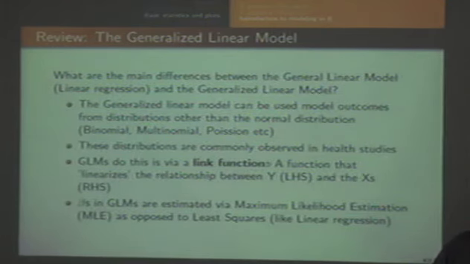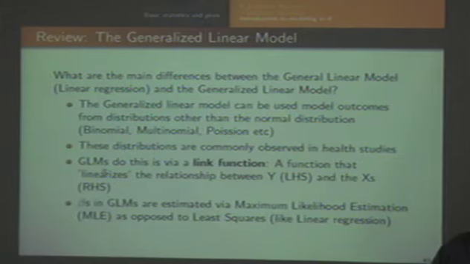So what are the main differences? This should be a revision for you between the general linear model and the generalized linear model. The generalized linear model can be used to model outcomes from distributions other than the normal distribution, so binomial, multinomial, Poisson, etc. These distributions we see all the time in health studies. That's why the generalized linear model is very important.